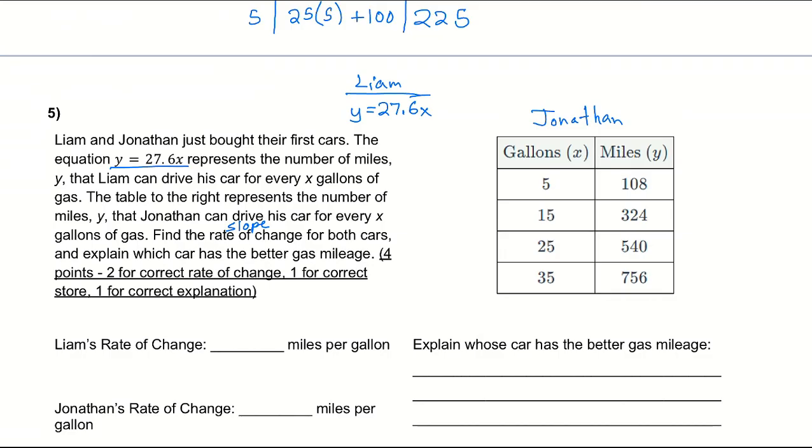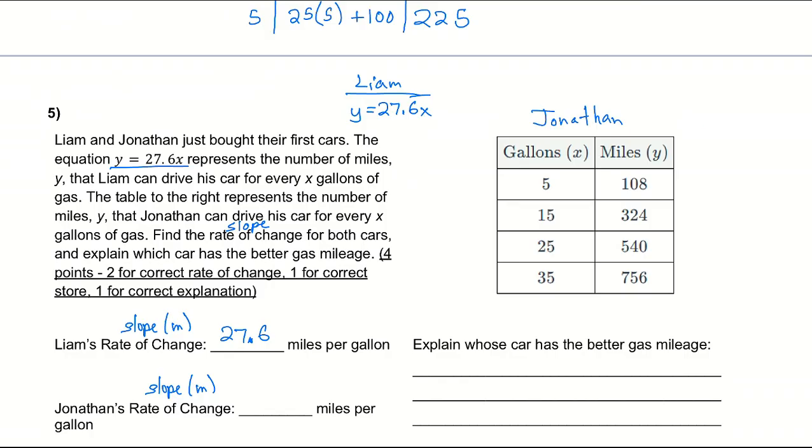So what we need to find, Liam's rate of change, again, is slope, m. His rate of change, if you know what you're looking at in that equation, is already there. It's going to be his slope, 27.6 miles per gallon. Now, we do need to calculate Jonathan's, which is just going to be the change.